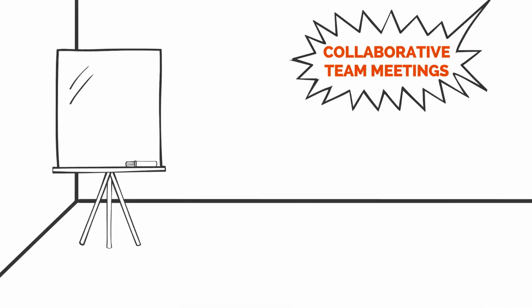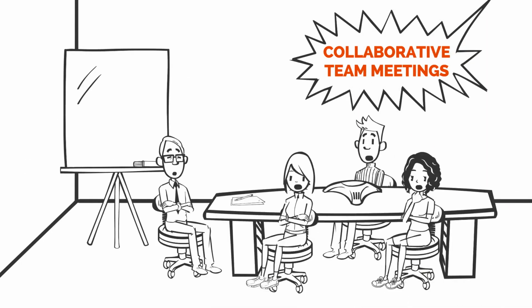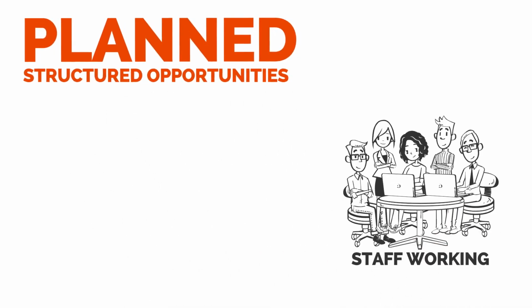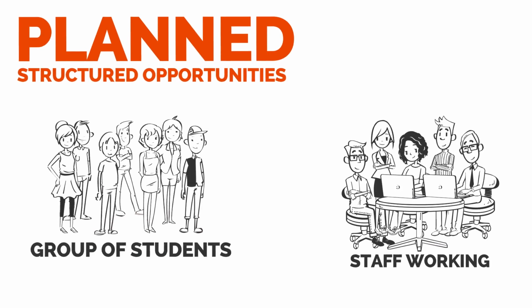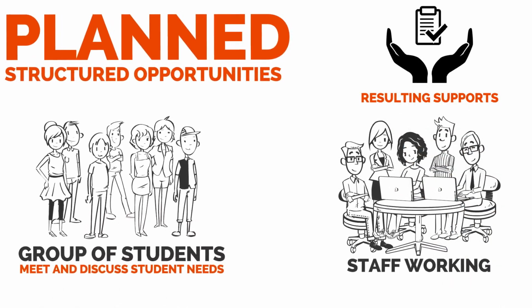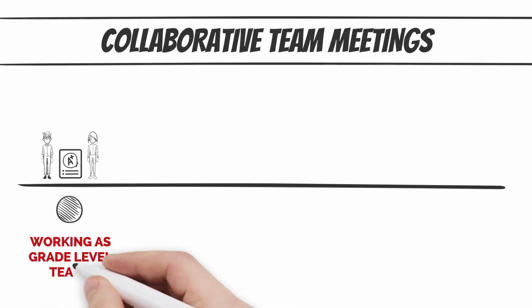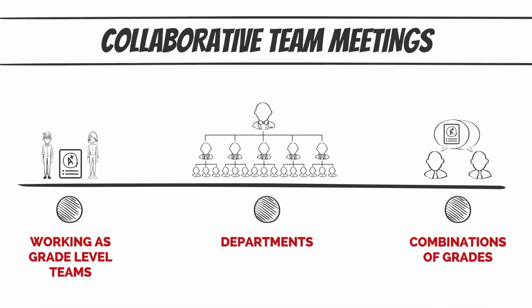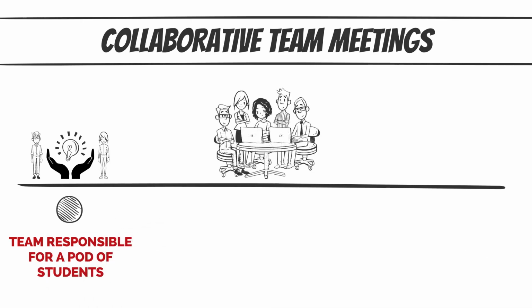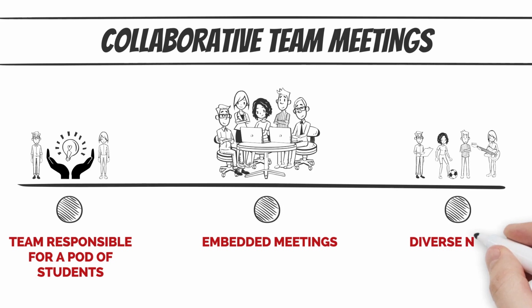First off, collaborative team meetings. These are planned and structured opportunities for all staff working with a particular group of students to meet and discuss student needs and resulting supports. Working as grade-level teams, departments, combinations of grades, or a team responsible for a pod of students, these embedded meetings are highly formalized and place focus upon the diverse needs of students.